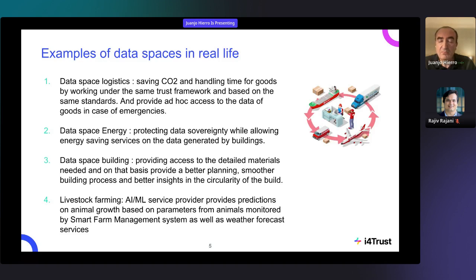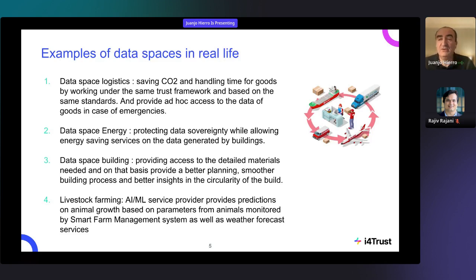There might be also data spaces connected to energy, for instance, protecting the data sovereignty while allowing energy saving services in buildings. And important as data spaces in general can be applicable to many different kind of domains, and even involve actors of different domains. And so to a great extent, being able to support processes across domains.